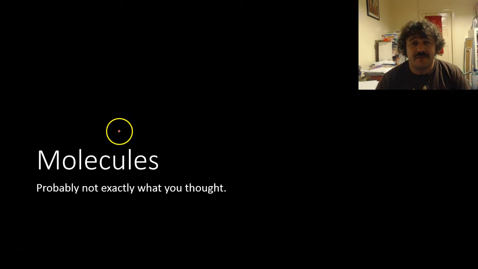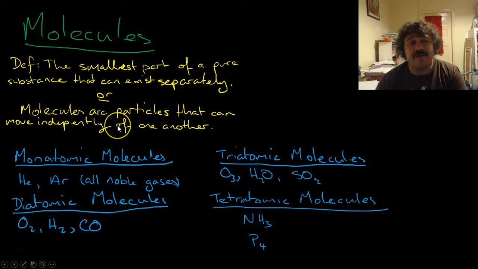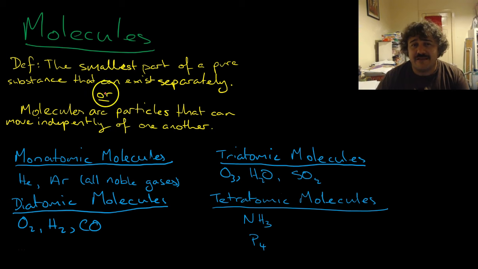Alright, molecules. Probably not quite what you thought they were in the first place. So basically, the way to define a molecule is they are the smallest part of a pure substance that can exist separately, or molecules are particles that move independently of one another. In other words, they can exist separately and are able to move independently of one another. Most junior science units will describe molecules as two or more atoms joined together. That's actually not correct. This definition here is the correct definition of a molecule.